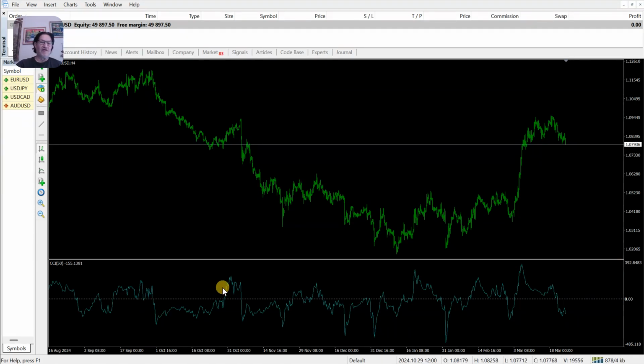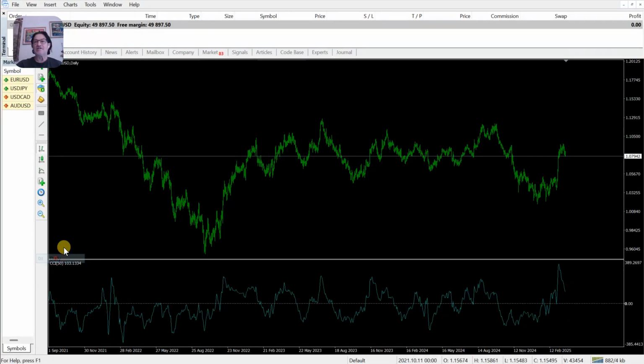Price dips above, you enter, goes above, you enter, price dips below, you exit buy. Price dips below, you enter sell, price goes above baseline, you exit sell, and it's a continuation. Now, for a very good signal that you can easily follow with very few losses actually, is the daily chart.